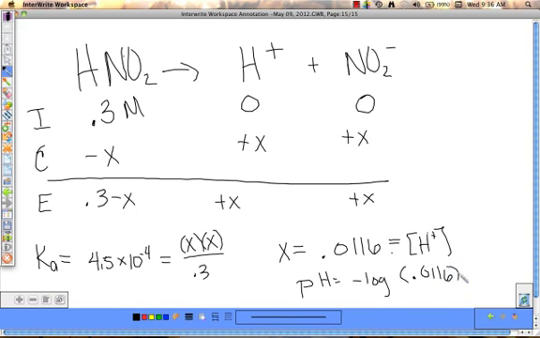Negative log is 1.93. That's a good number. You picked a good number. Would have been better if it was interesting. We only get 1.4.